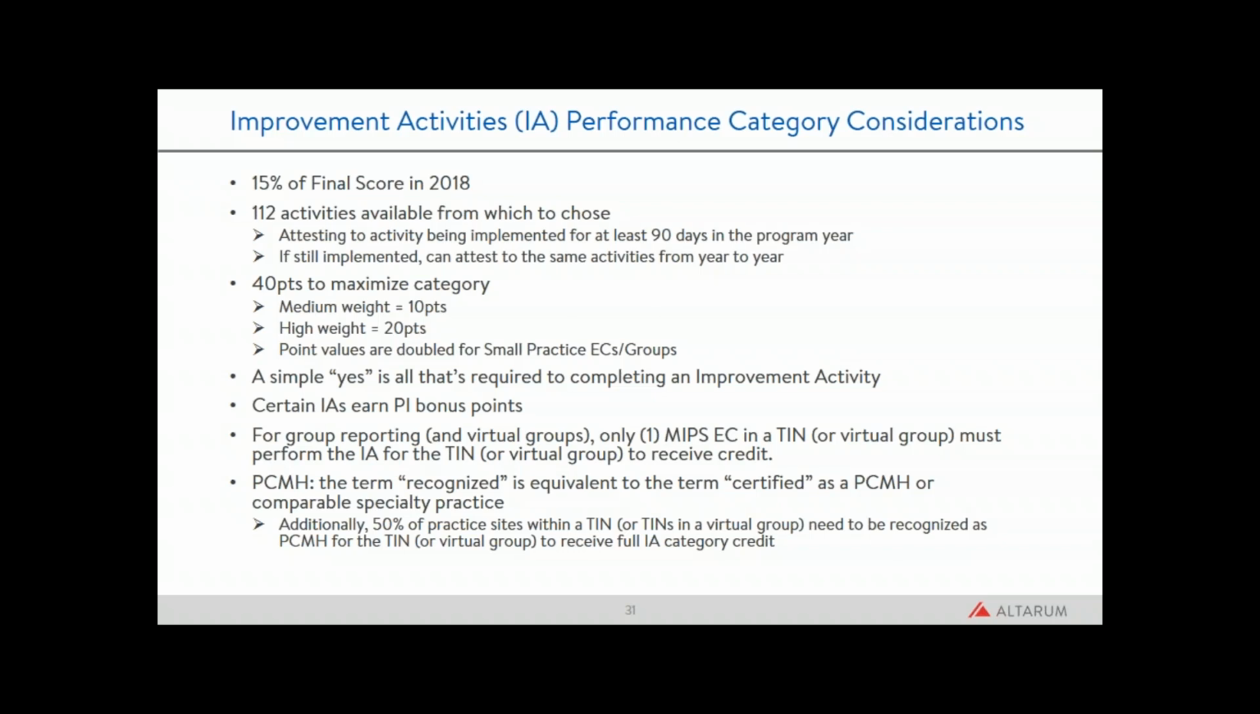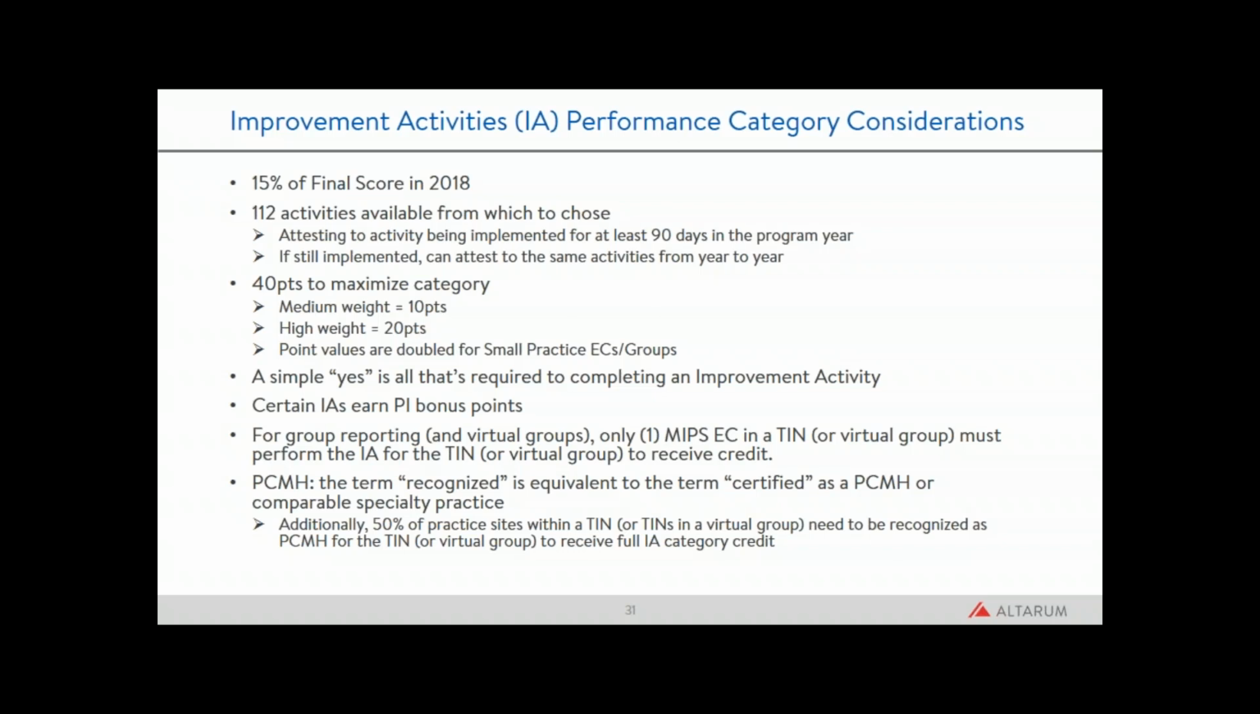And if it's still implemented between last year to this year, you can attest to the same activities year after year. So you don't have to pick new activities. If that same activity that you attested to in 2017 is still in place for at least 90 days in 2018, you can attest to having that activity again this year and get that credit. To maximize the category, you need to earn at least those 40 points.